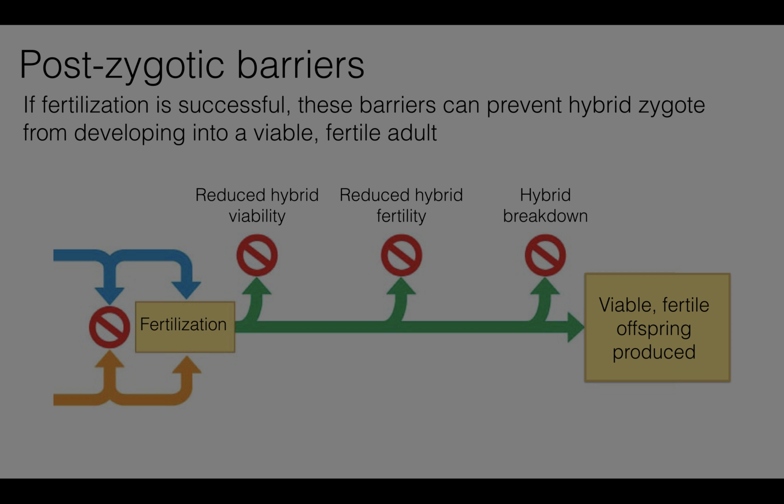You could also have what's called hybrid breakdown, and this is where you have successful, healthy, and fertile hybrids, but then when those hybrids mate with each other, or when they mate with the parents, that reveals genetic incompatibilities that cause those hybrids to sort of break down and to be inviable. So all of these help prevent the formation of viable, fertile offspring. And if any of these is in place, you don't have to have all these barriers, but if one of these barriers is really strong, that can prevent gene flow from occurring, and that can keep species isolated or drive species towards isolation.